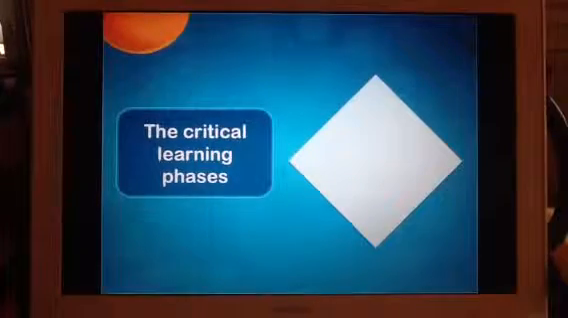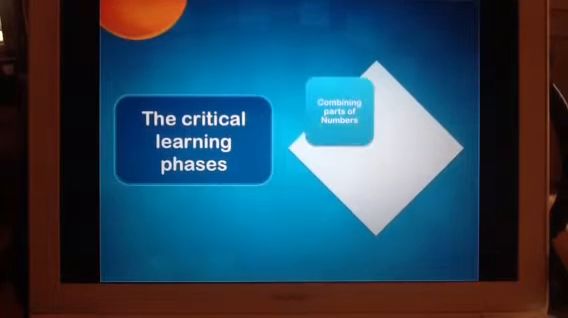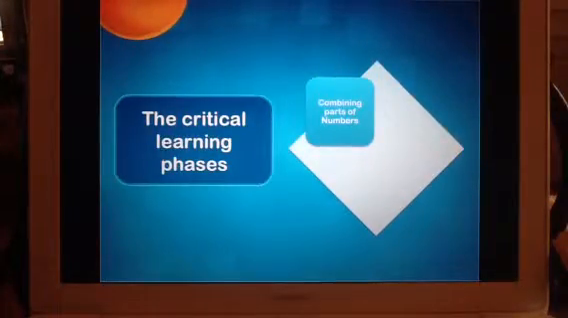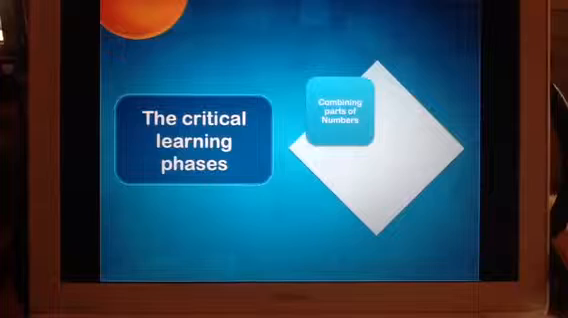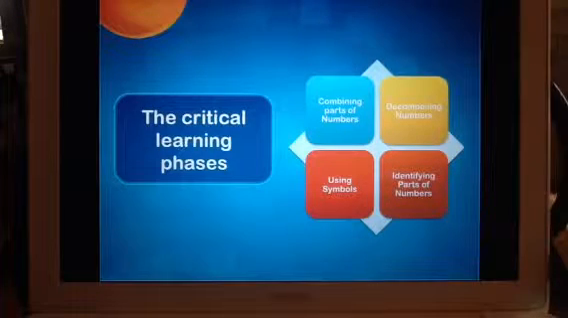The critical learning phases are combining parts of a number, decomposing numbers, using symbols and identifying parts of numbers. Each of these will be described and an example will be added at the end to illustrate each of these components.